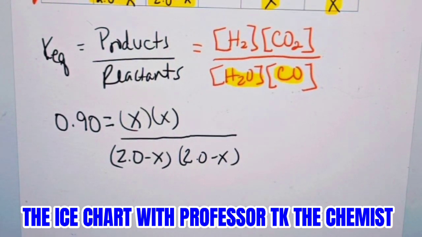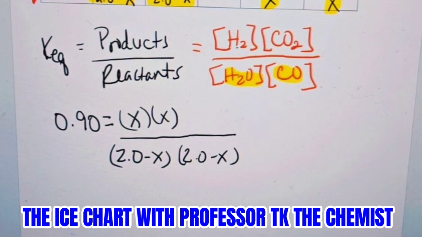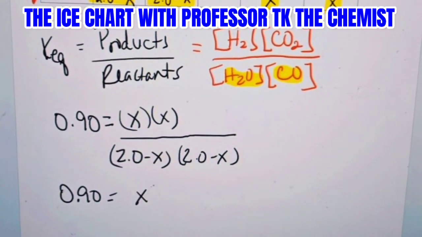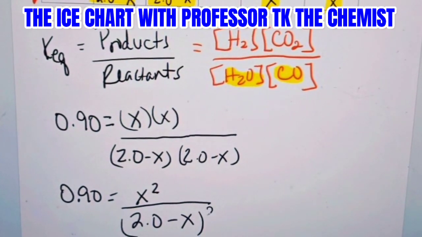Okay? So what I just did, I pretty much took what H2 and CO2, which was these yellow X boxes here, I put them on the top, and the 2.0 minus X for water and the 2.0 minus X for carbon monoxide are on the bottom. Now, what am I going to do? I'm going to multiply X times X. And that's going to give me X squared. Now, on the bottom, because both of them are the same, 2.0 minus X times 2.0 minus X, I'm going to put 2.0 minus X, and I'm going to square that because they are the same. Just like X times X was the same, 2.0 minus X times 2.0 minus X is also the same.